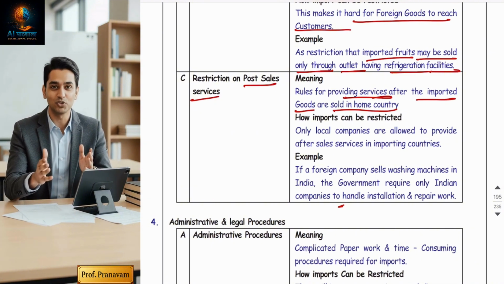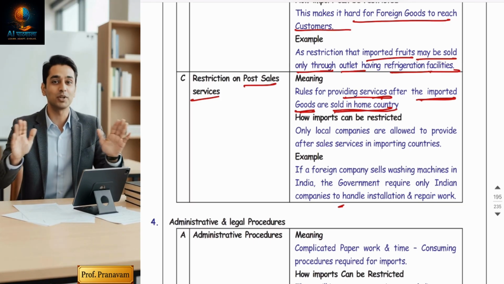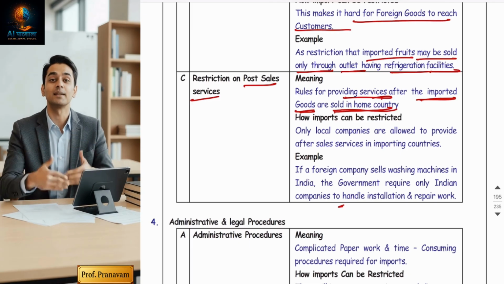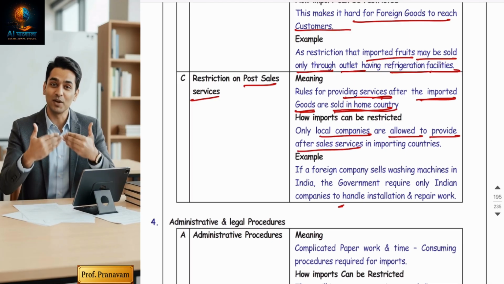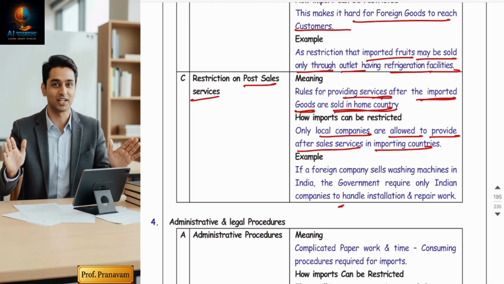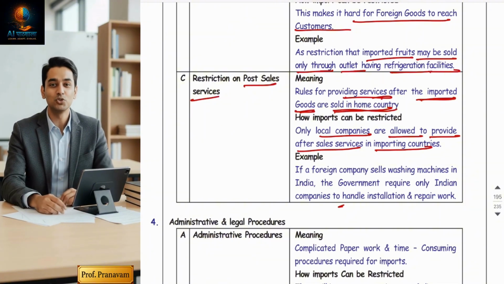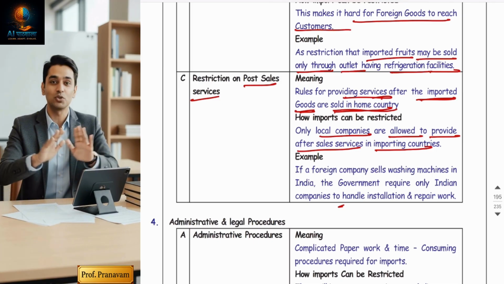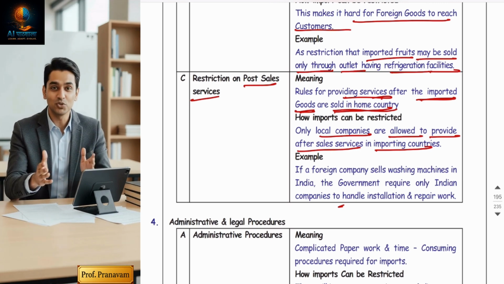So see, rules for providing services after the imported goods are sold in the home country, right? Yes. How can imports be restricted? Only local companies are allowed to provide after sale services in importing countries. So foreign companies lose competitiveness and imports will get restricted. And you know one more thing, once this rule has been made, any foreign company who wants to sell goods in India, after selling, the after sale service can be provided by only an Indian company.